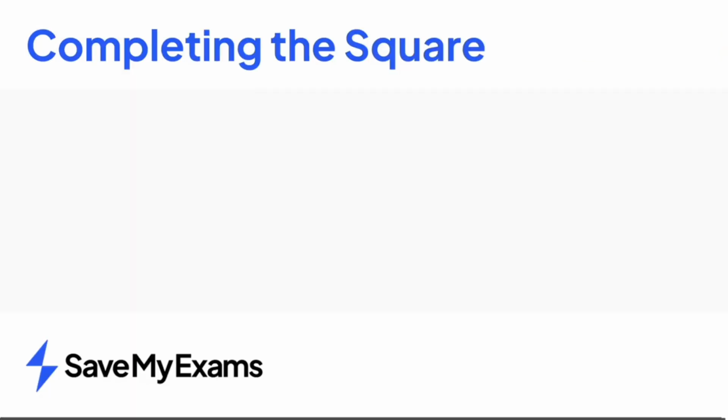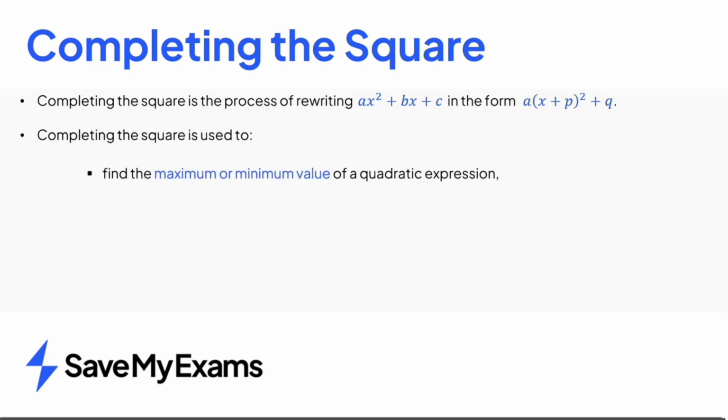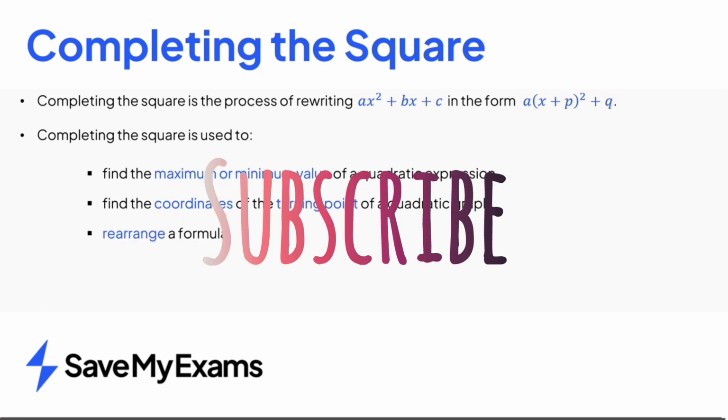In summary, completing the square is the process of rewriting a quadratic from its general form to a form that only contains 1 x. Completing the square is used for finding the maximum or minimum value of a quadratic expression, finding the coordinates of the turning point of a quadratic graph, and rearranging a formula which contains a quadratic expression.